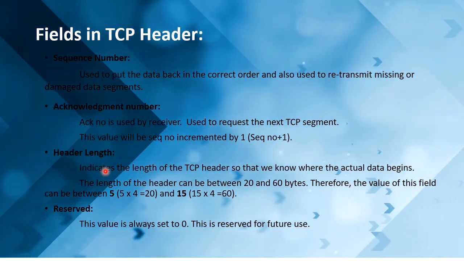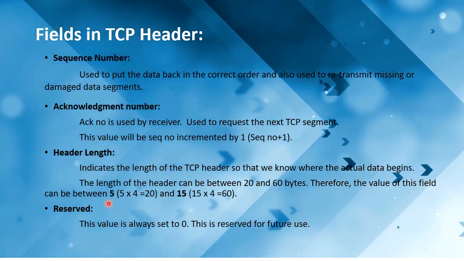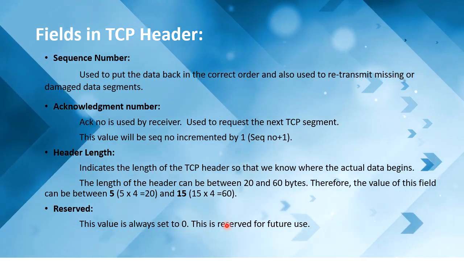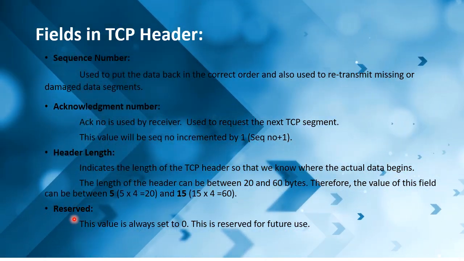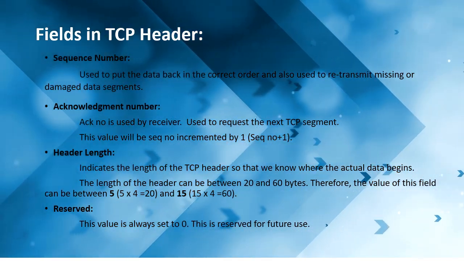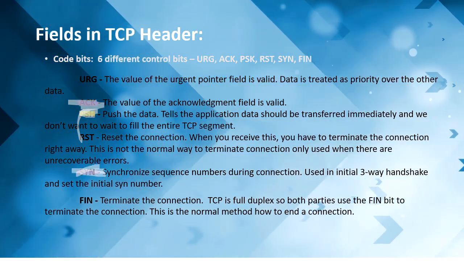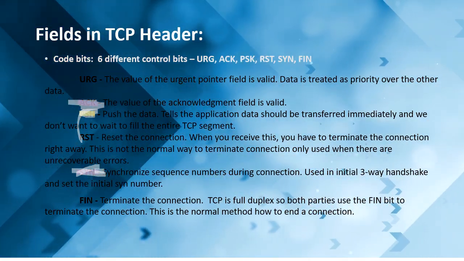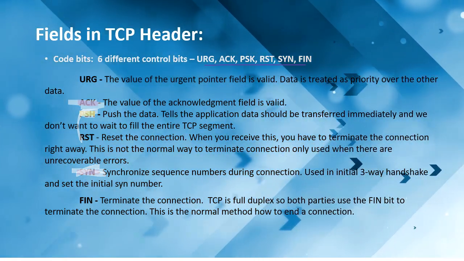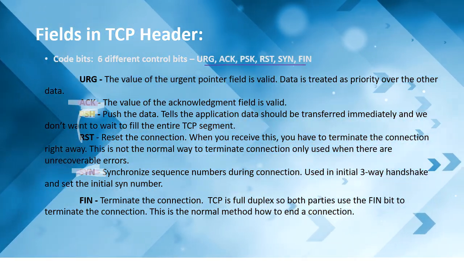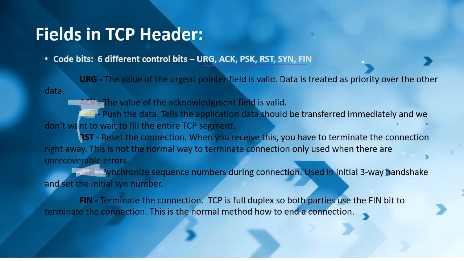Header length indicates where the actual data begins in the TCP header. And reserved is always set to 0 and used for future purposes, so we will not use the reserved bits. These are the 6 control bits in the TCP header: urgent pointer, acknowledgement, push, sorry, I have mentioned it wrongly, push bit, reset bit, synchronization and FIN.